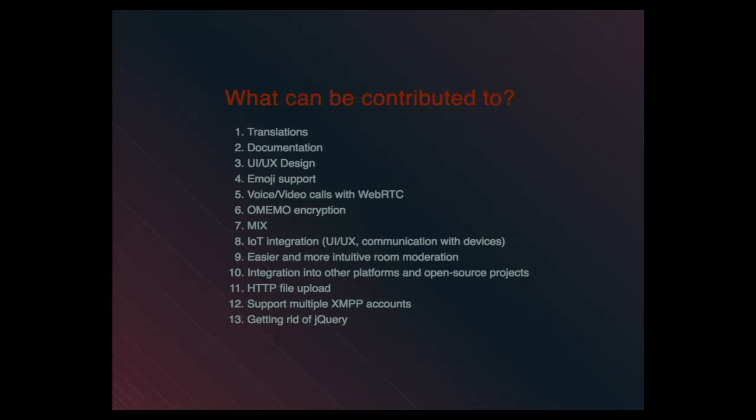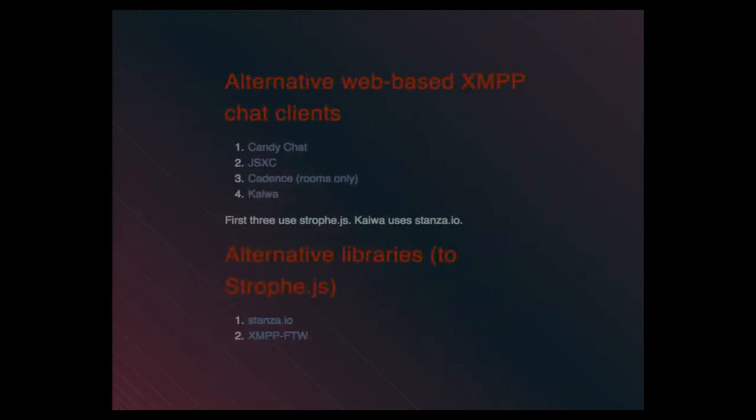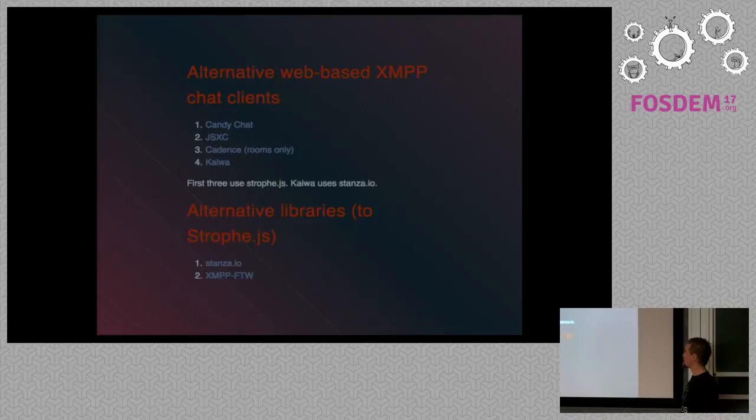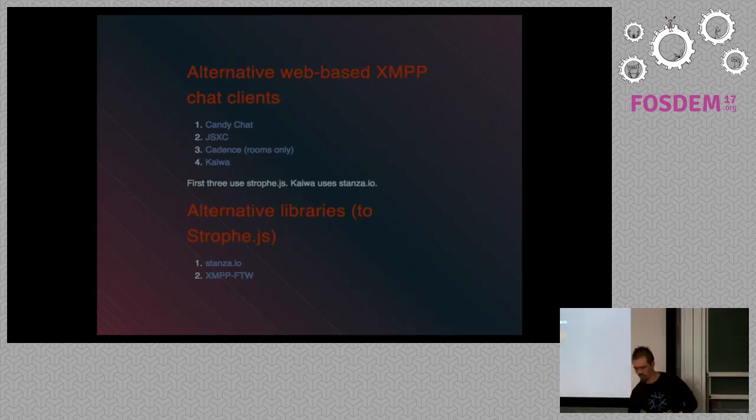There is also other software in a similar vein. So there are two other libraries, for example, besides Strophe, which are Stanza.io and XMPP for the web. Stanza.io is used in OTalk and in Kaiwa. Kaiwa is a single page app. I'm not going to go into detail there, but I link to them. You can check them out, and you're welcome to compare all the different options and their strengths and weaknesses.